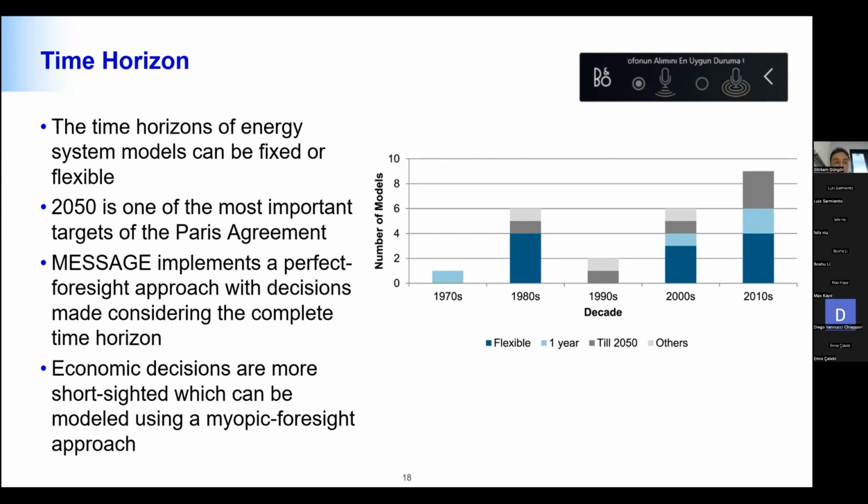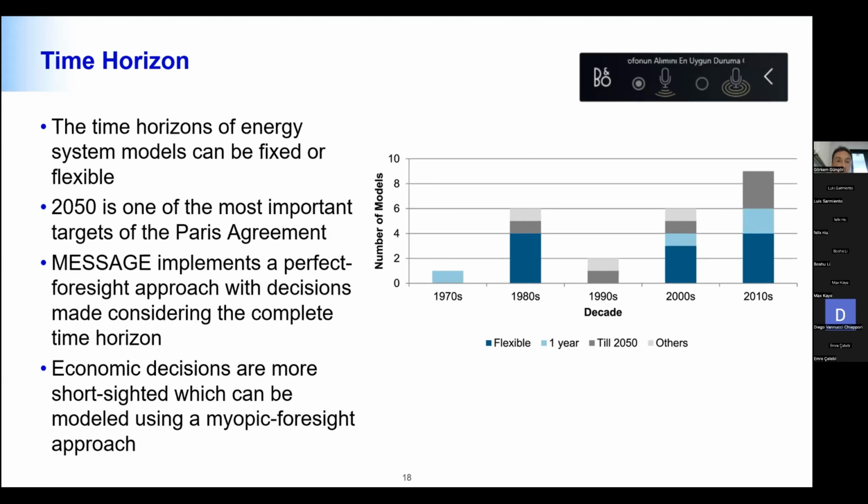The MESSAGE model, in general, implements a perfect foresight approach. However, there are also applications with a limited foresight approach. But in general, the MESSAGE optimization software assumes that there is a central planner of the energy system, which decides on the evolution of this energy system based on the constraints for achieving the energy demand and also satisfying the energy and climate policies. However, our decisions are quite short-sighted.